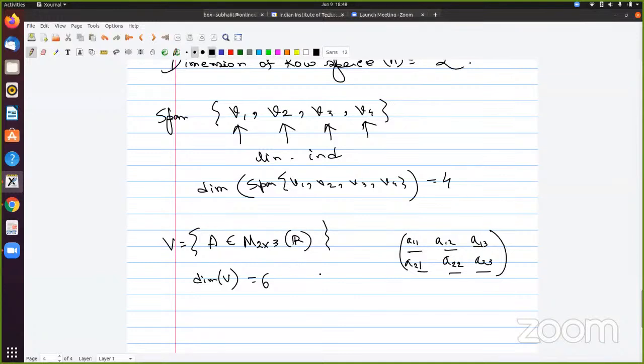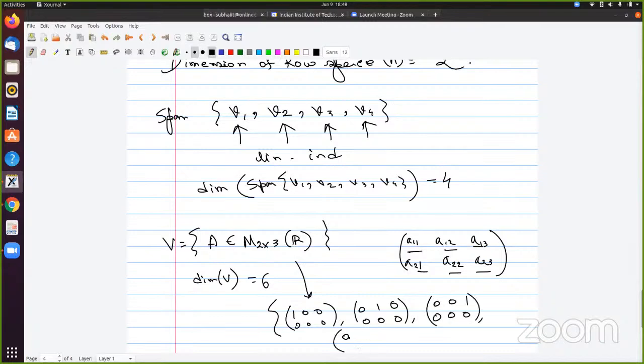So this is the matrix, right? This is any general matrix of this set. Now, what is your basis? If you have to give a basis, what will you give? A11 is 1 and the rest 0, then 0, 1, 0, and so on. Linearly independent matrices would be there. Is it clear?